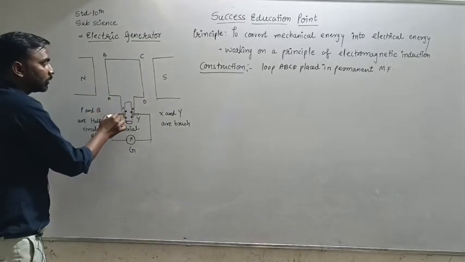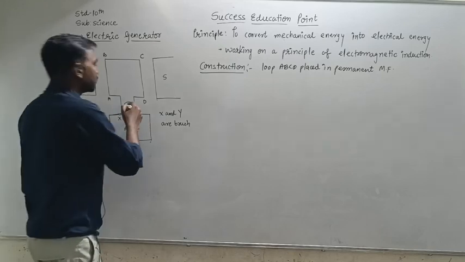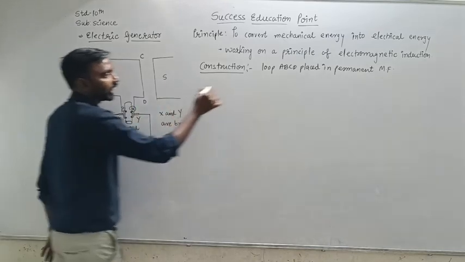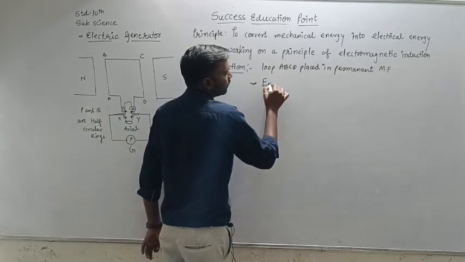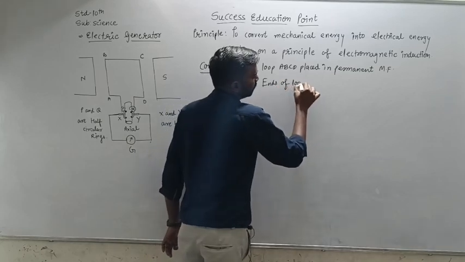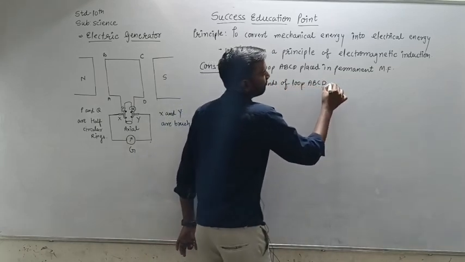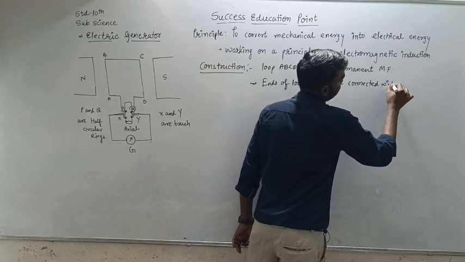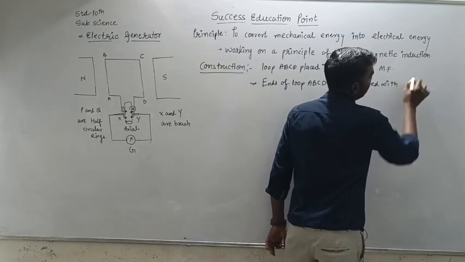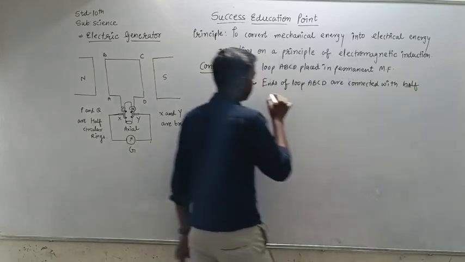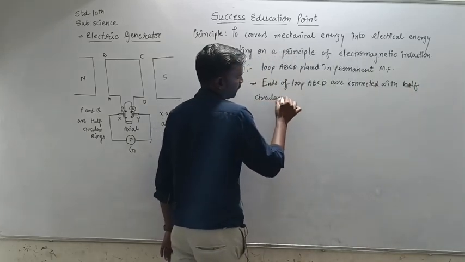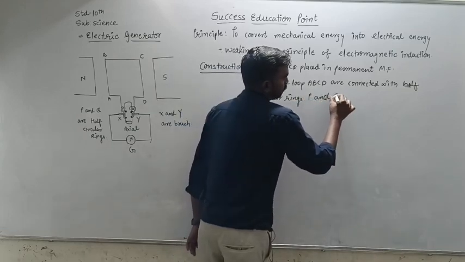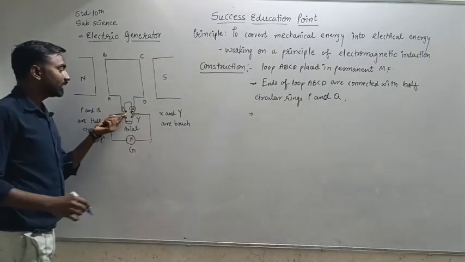The ends of this loop are connected with the semicircular rings P and Q. Look here, both ends are connected with the semicircular rings P and Q. So the second point: ends of loop ABCD are connected with half circular rings P and Q.